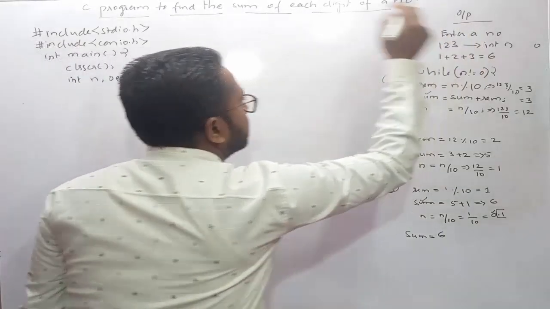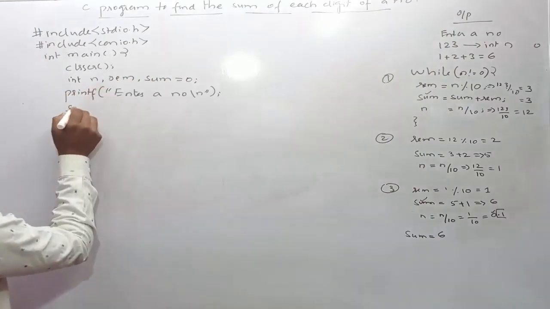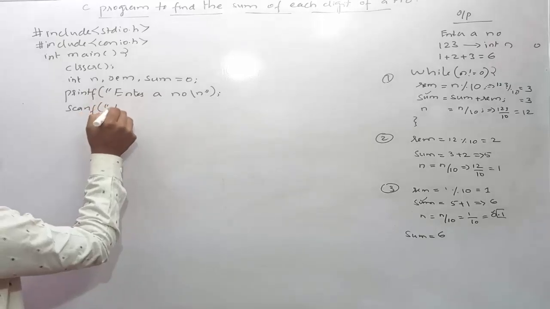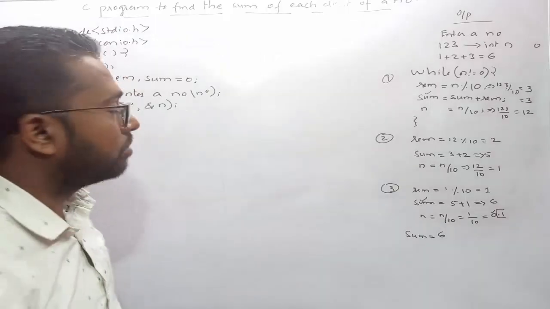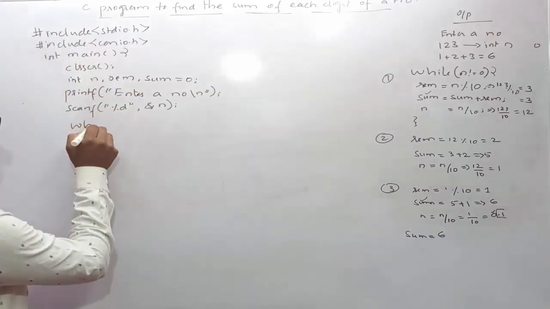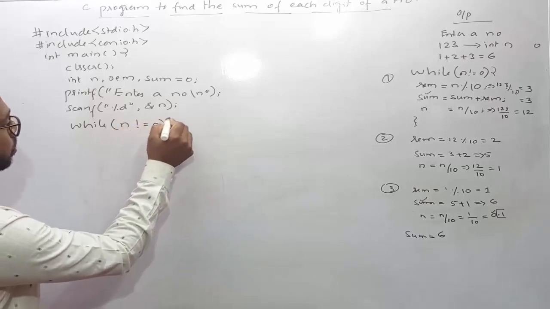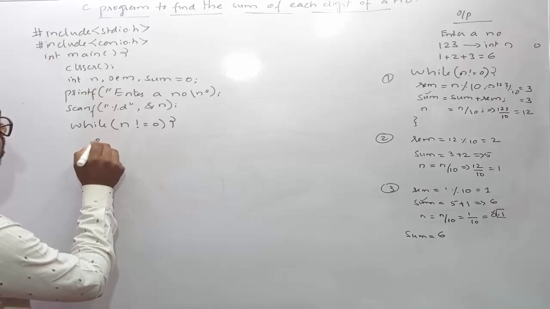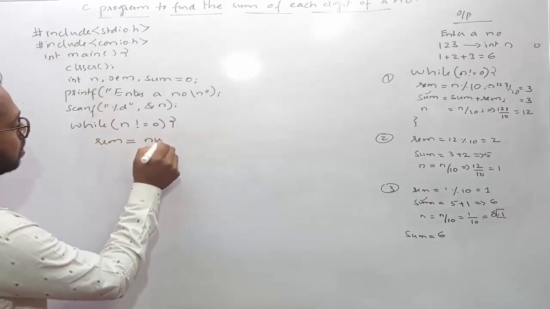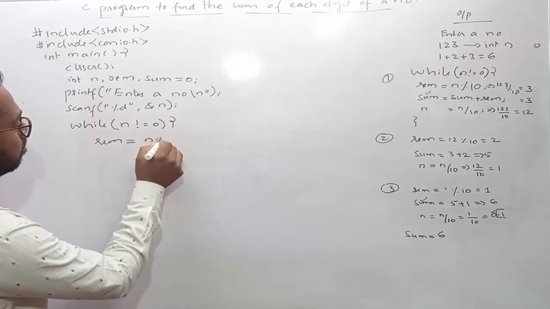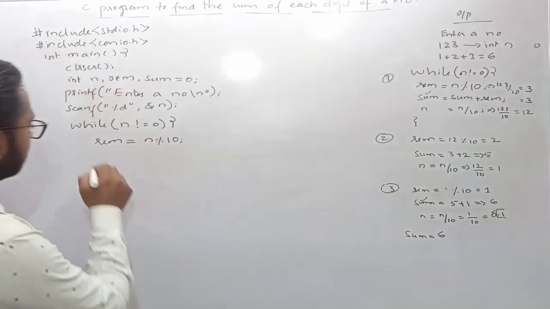Now I will display this message using the output function printf. Then I will read that number using the input function scanf. Now our main logic of the program starts. While n is not equal to 0, I will perform this task. Reminder equals n mod 10.